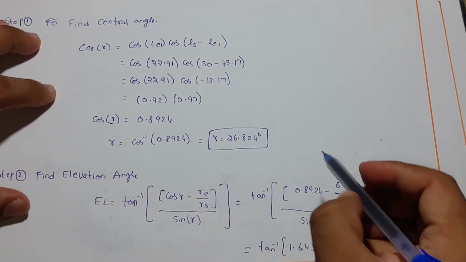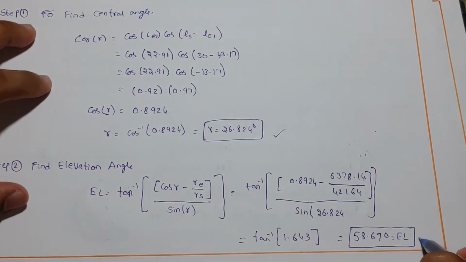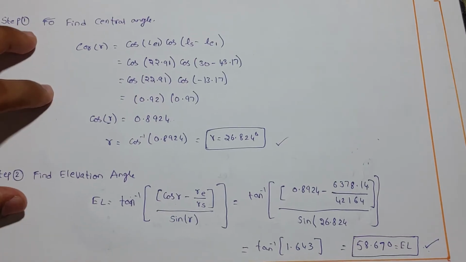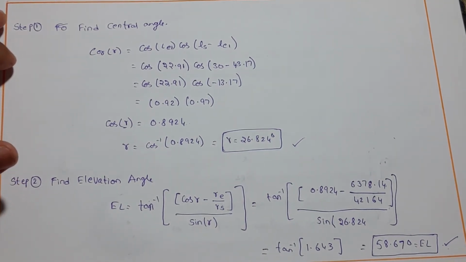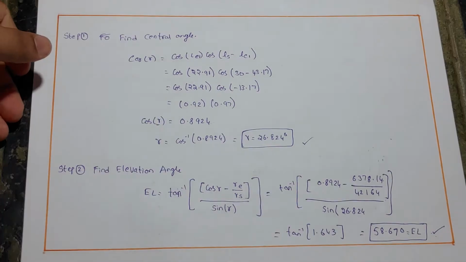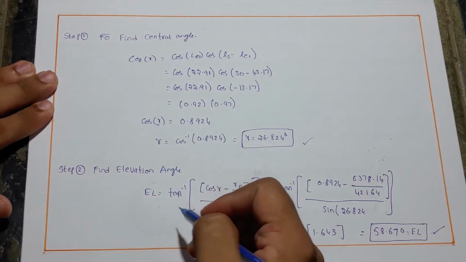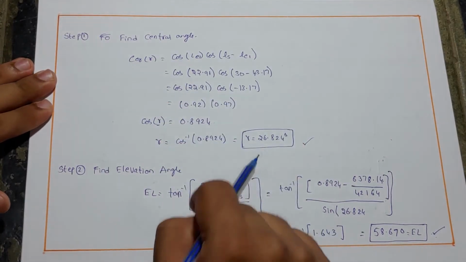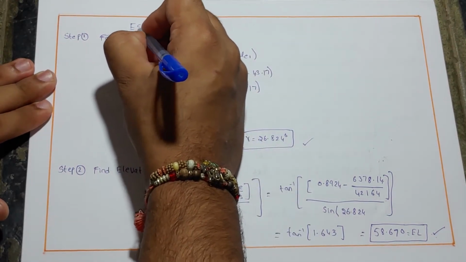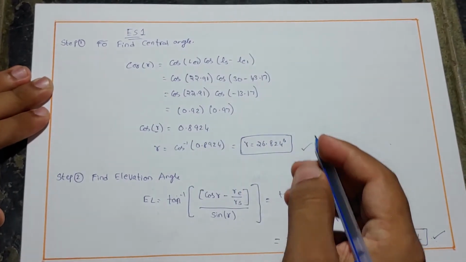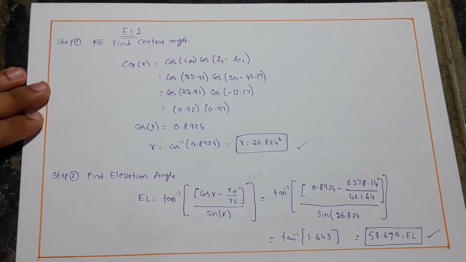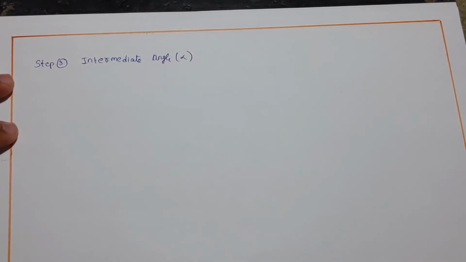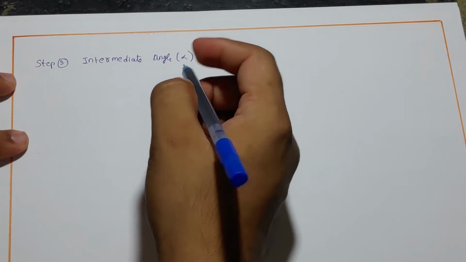Here we found the central angle and the elevation angle. Now we are left with finding the azimuth angle. For that we need to find the intermediate angle. Here we found the central angle and elevation angle for earth station 1, so we need to find azimuth and elevation for the next earth station 2 also. Now let us find the azimuth angle for earth station 1. That is step 3, intermediate angle calculation.